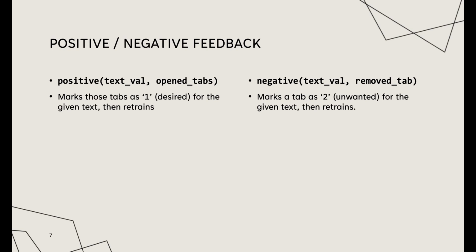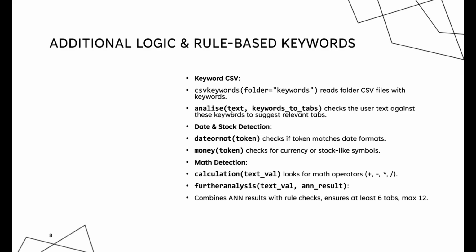So basically, there's positive feedback and negative feedback. Positive feedback gives one, negative feedback gives two to the CSV file. When it's two for the same type of structure text, it doesn't open those types of tabs again. And for the positive one, in the main code there's a button, and when you click it, the code understands that these tabs are useful for you and trains the system better.